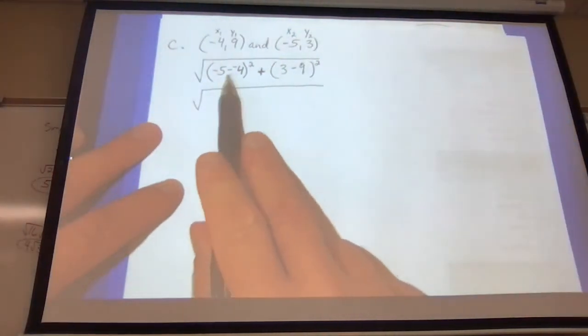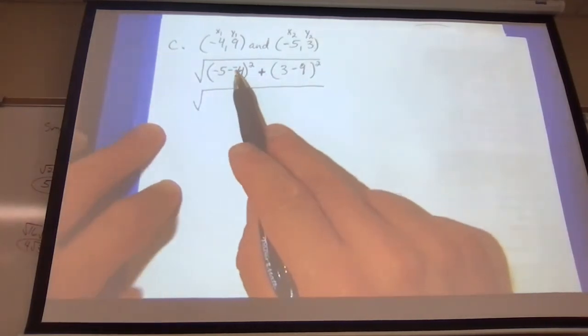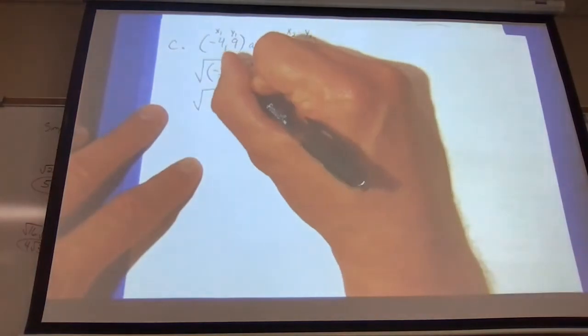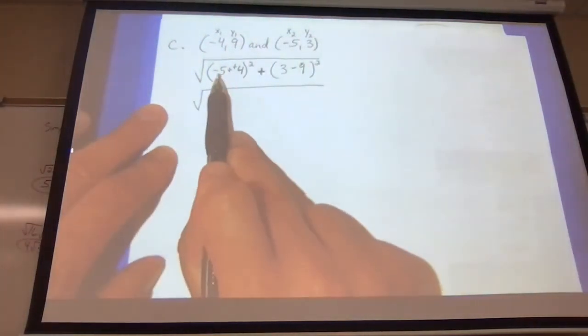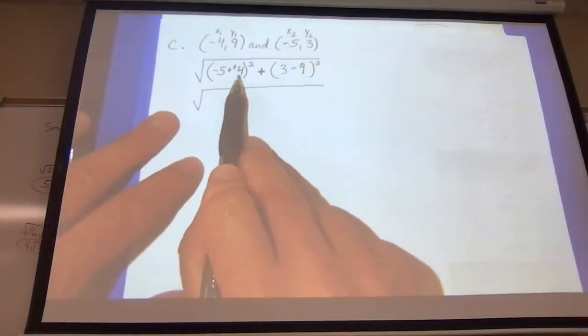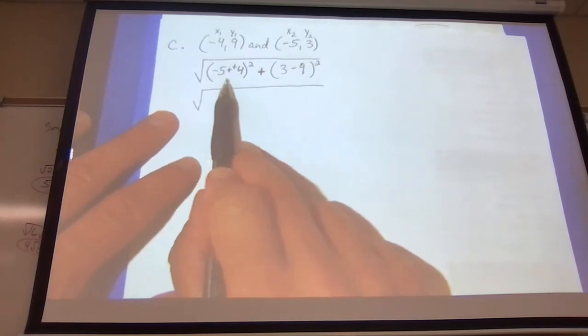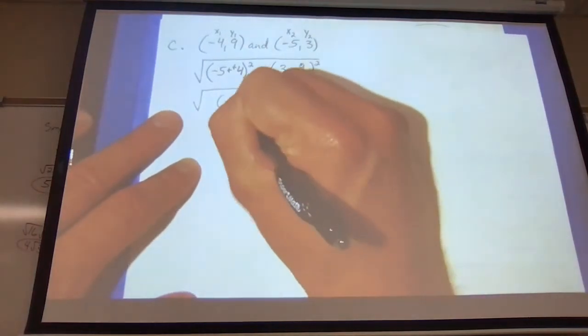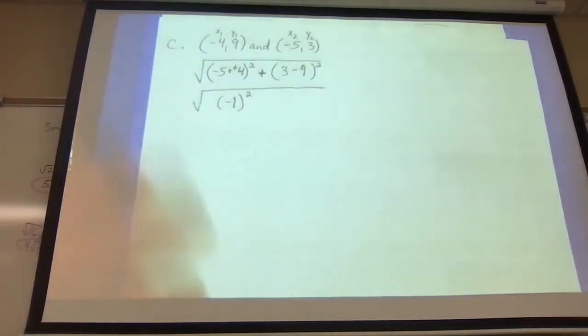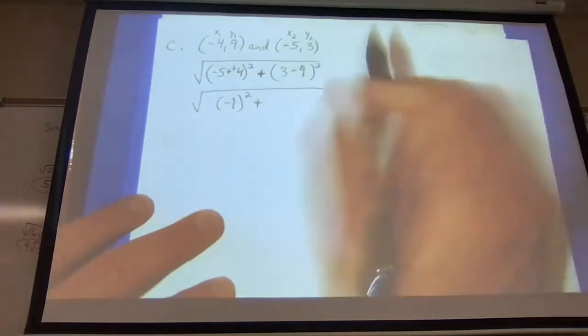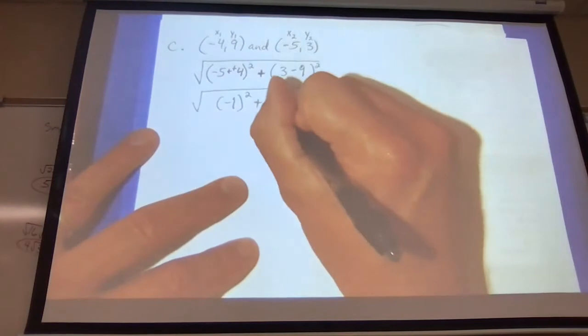Okay, here we've got a double negative. So we've got to be careful with this. Just like in English class, if you have a double negative, it becomes what? Positive. So I'm going to make those both pluses. What is -5 plus 4? -1. So -1 squared there. Put your plus in between them. 3 minus 9 is -6.